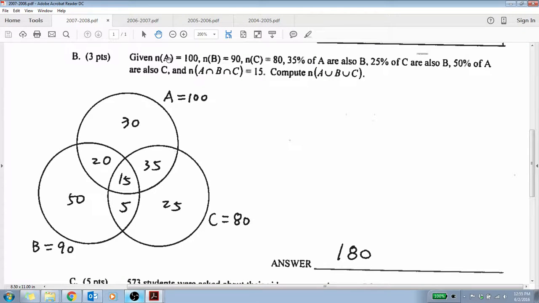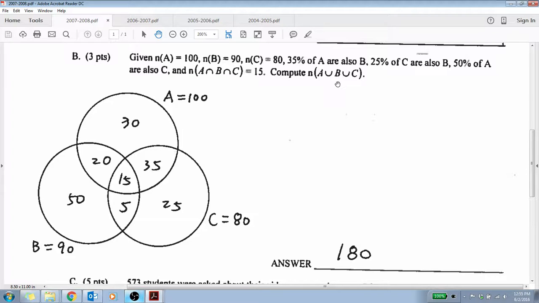Given the number of elements in A equals 100, and the number of elements in B is 90, the number of elements in C is 80, and that 35% of A are also B, 25% of C are also B, 50% of A are also C, and the number of A intersect B intersect C is 15. Compute the number of elements in A union B union C.